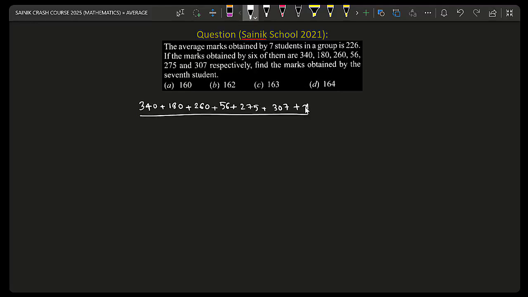Divided by the number of observations, how many are there? 7. So that is equal to what, the average of all of them? 226. From this equation, we want to find the value of x. So first we have to add these numbers. Yes, how can we add these numbers? Will you add in your rough work and tell me the sum? Yes, do it and tell me the sum.